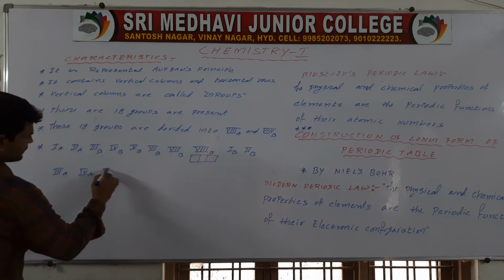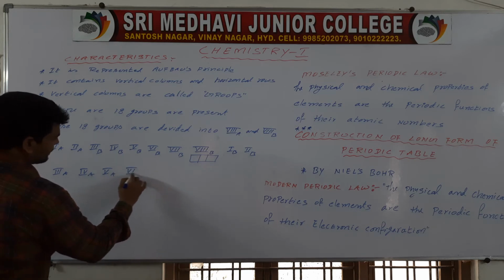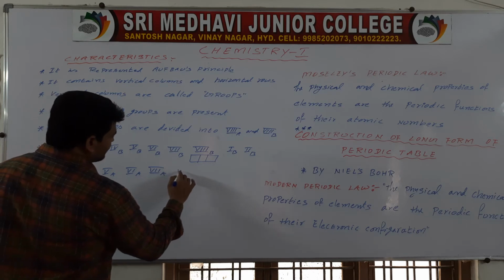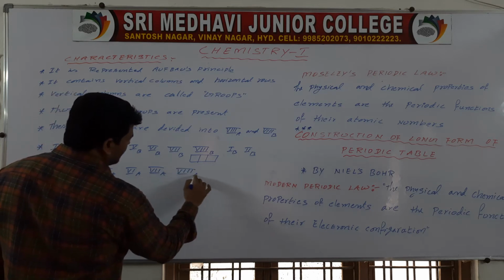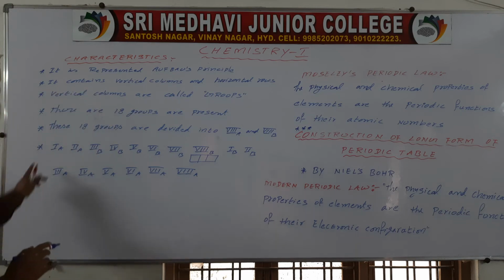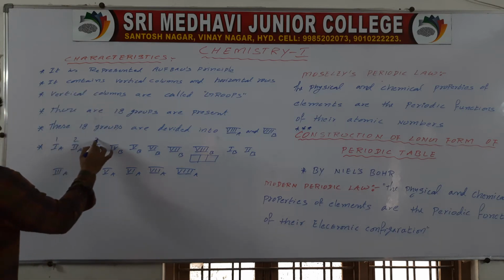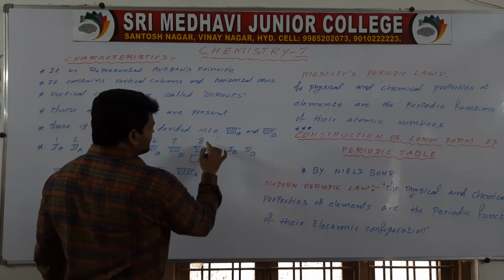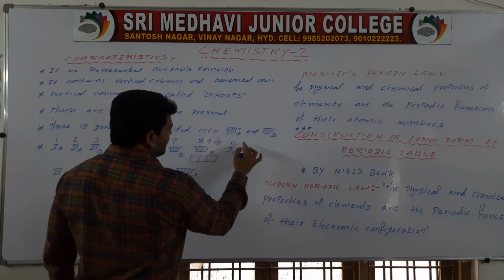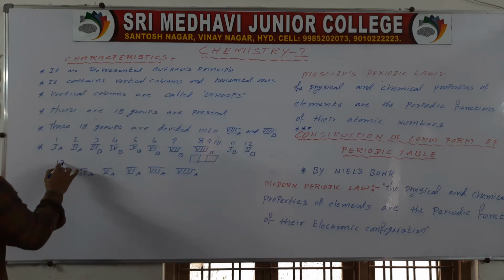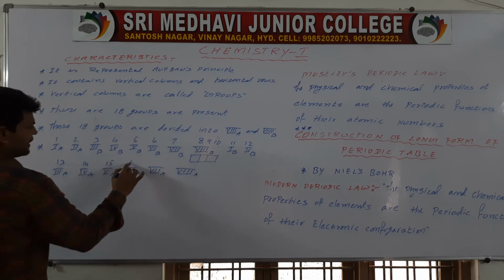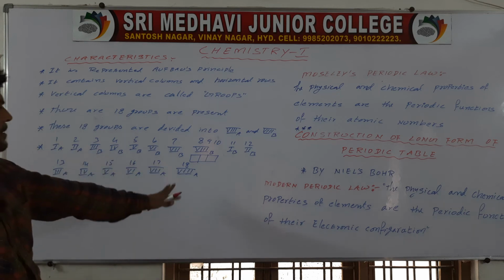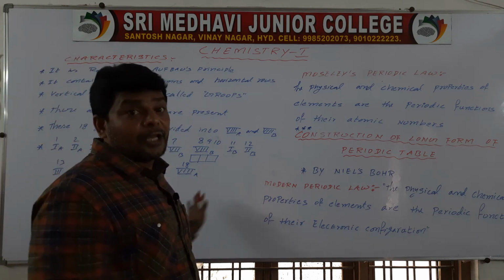After that third A, 4th A, 5th A, 6th A, 7th A and 8th A. In the IUPAC system, it is 1, 2, 3, 4, 5, 6, 7, 8, 9, 10, 11, 12, 13, 14, 15, 16, 17 and 18. How many groups? 18 groups are present in the IUPAC system.